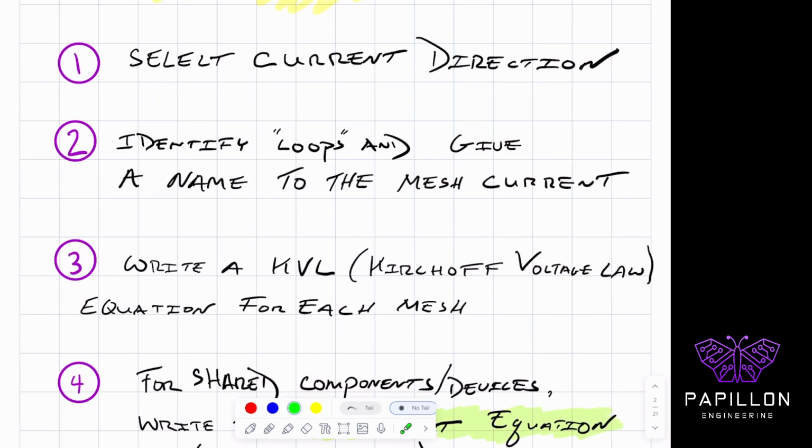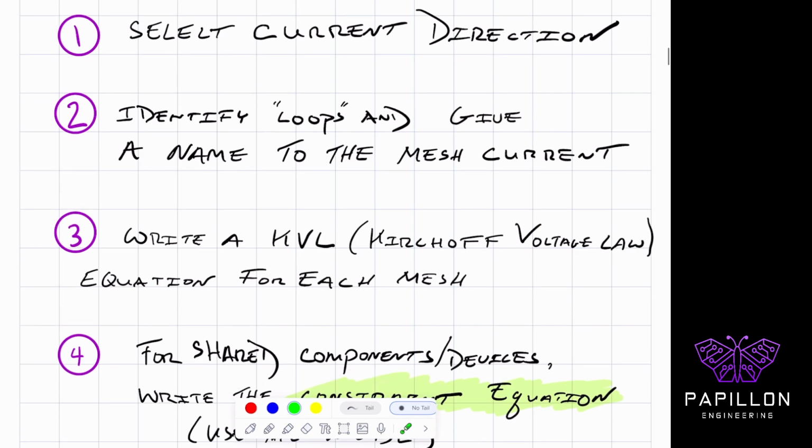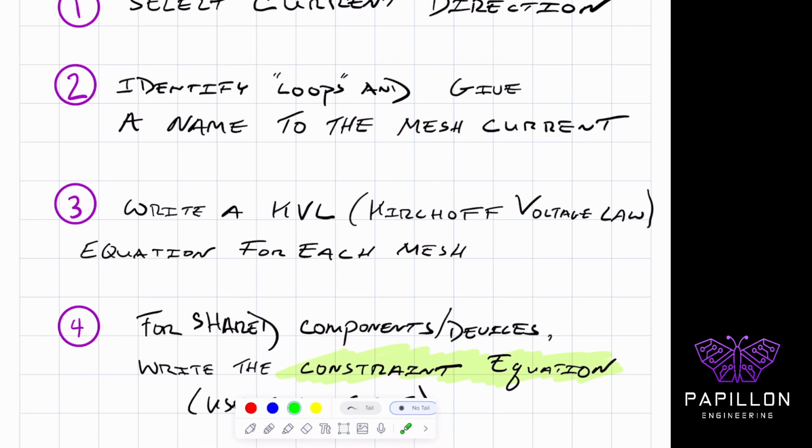Let's go ahead and look at this one more time. So we selected the current direction. We're going to identify going clockwise as our most logical method for now. We're going to give it a name. We called them IA and IB. And then the third step says we're going to try to write a KVL equation for each mesh.